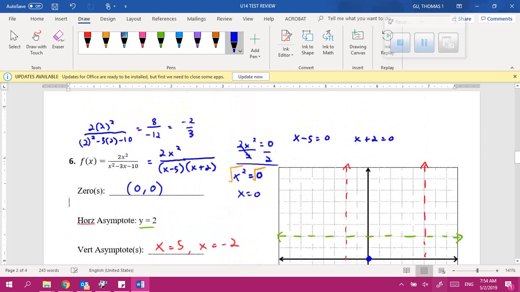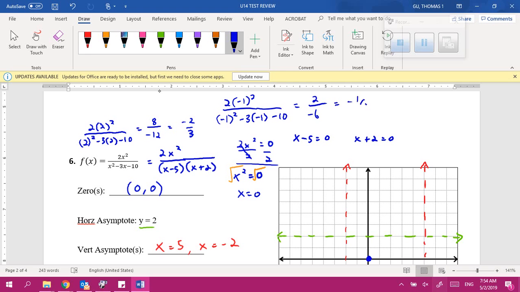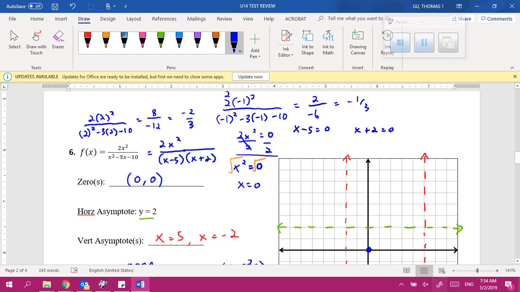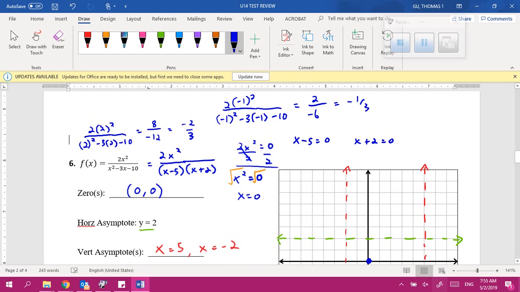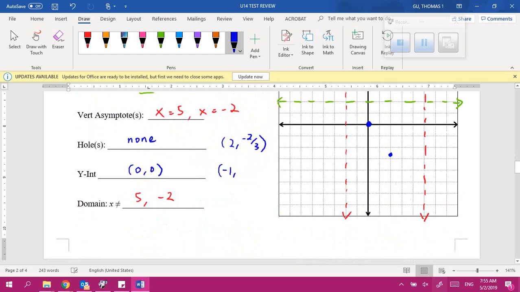Plug in negative 1 into my original equation, and that would be 2 times negative 1 squared over negative 1 squared minus 3 times negative 1 minus 10, which is going to be 2 over 1 plus 3, which is 4, minus 10, negative 6, which reduces to negative 1/3. So when I plug in negative 1 as my x value, the y value is negative 1/3. That's right. So negative 1, negative 1/3 is a point. So now I can see what shape it is. As Brent said, it is a parabola. You see this? It's kind of U-shaped.